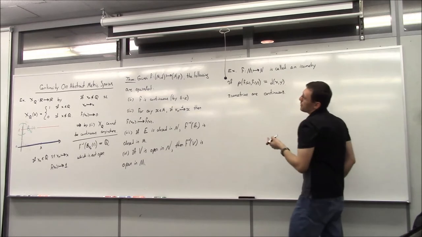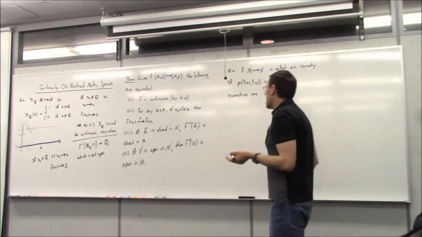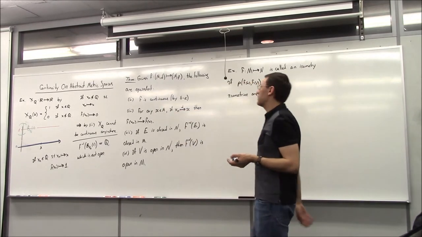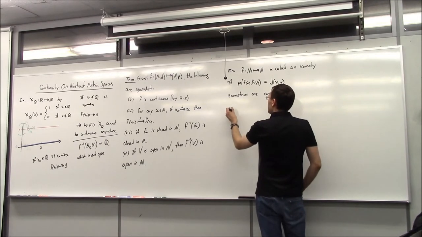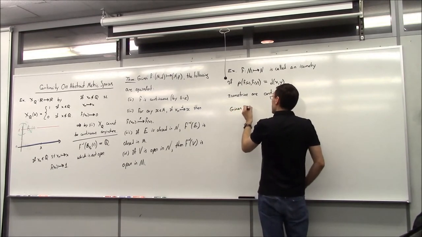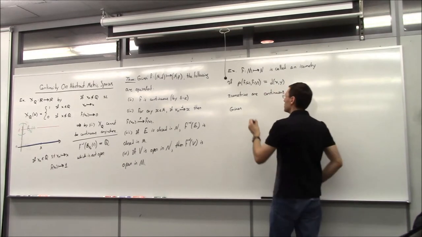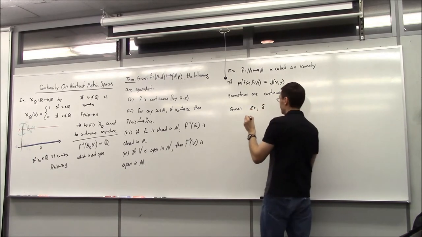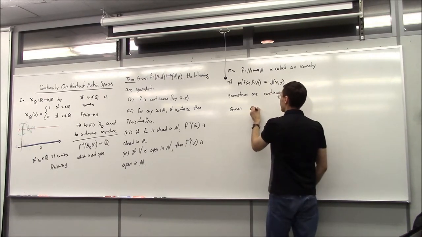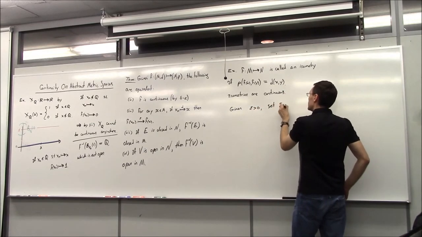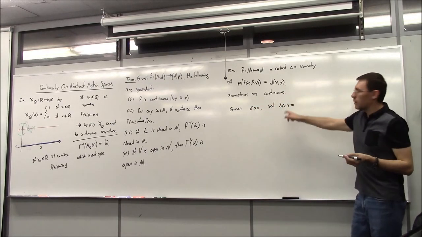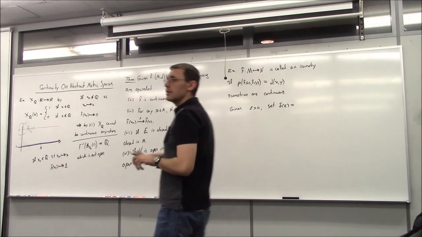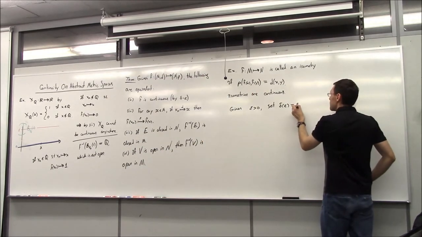Now, how can we verify? Which property can we easily use for continuity? I would say the easiest is the delta-epsilon definition. So given epsilon bigger than zero, what do you set delta of epsilon equal to? If you can tell me what delta of epsilon equals, then I know that you understand. Epsilon. Exactly. So you understand.